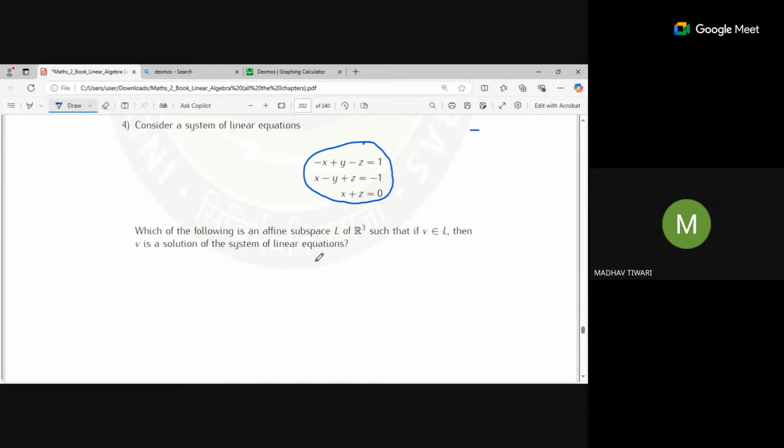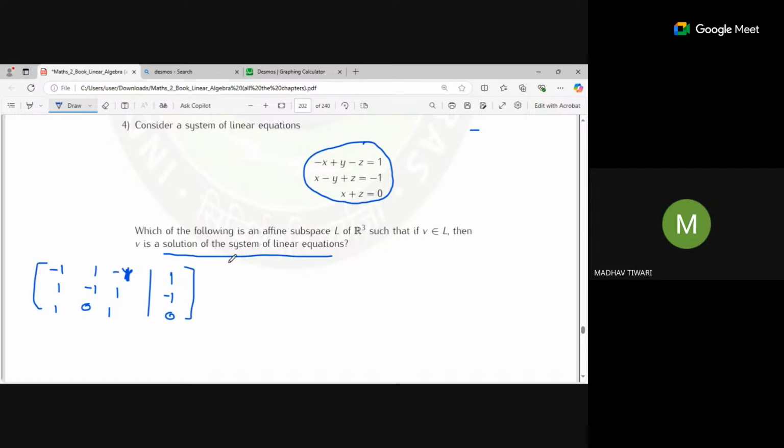Here it is asking for the solution of this part. So you are aware of how to find the solution. You can simply write it down in augmented matrix format. 1, 1, minus 1. Okay, minus 1. 1, 1, minus 1, 1, minus 1. And here 1, 0, 1, 0.